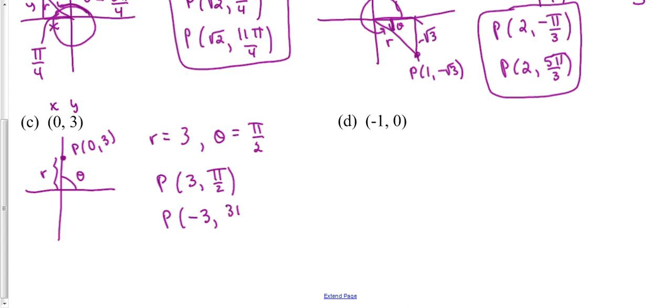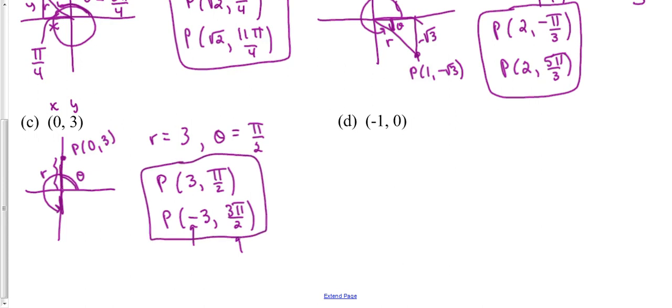but another option would be -3 comma 3 pi over 2. And so remember, when we have a negative sign here, we use the angle, so we would go all the way around here to 3 pi over 2, but then the negative sign tells us that instead of measuring this way, we measure in the opposite direction. So those again are two possible polar coordinates.